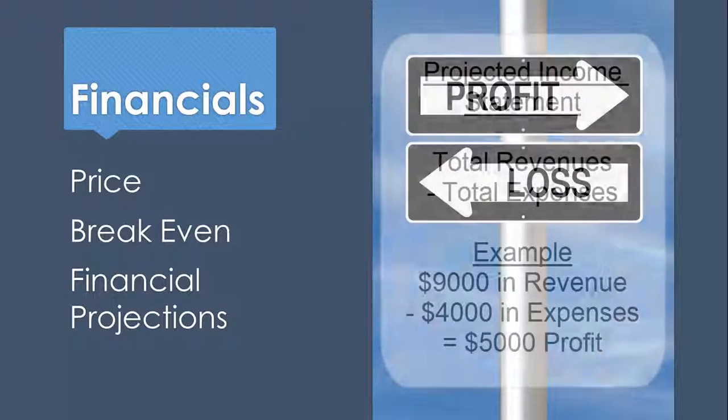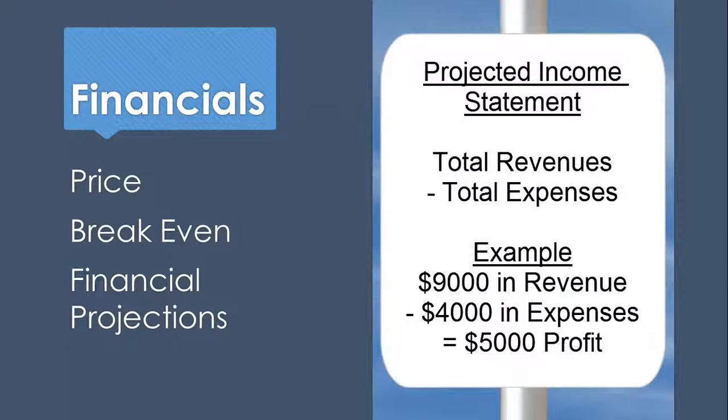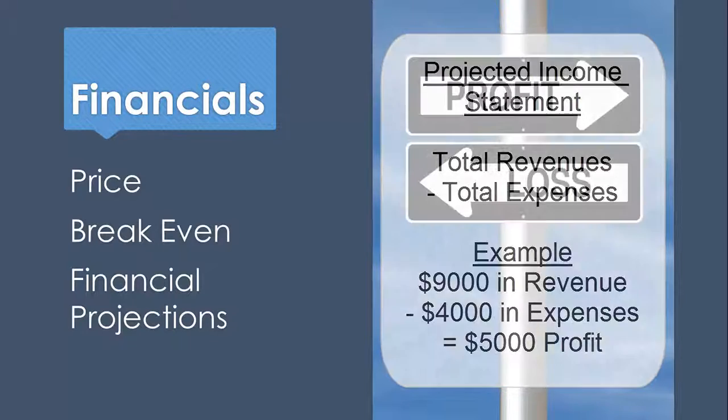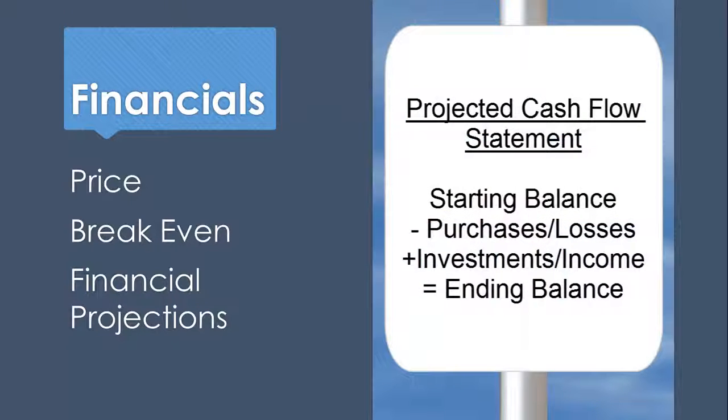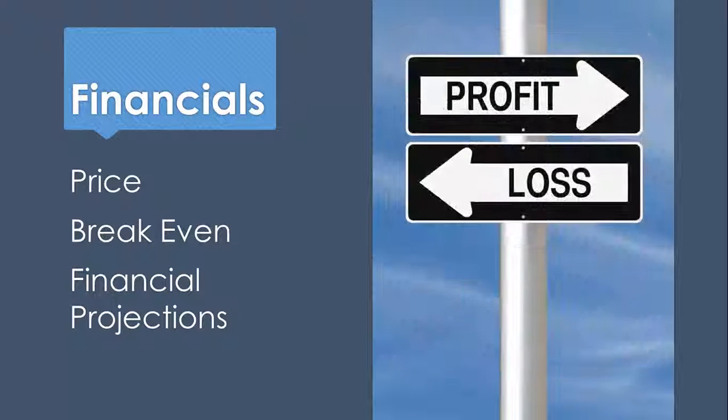Your projected income statement is how much profit you expect to make. This should show your revenues minus your expenses each quarter or month. Your projected cash flow statement is how much money you expect to have in your bank each month. That is basically your starting balance minus any large purchases or losses, and then adding any investments or net profit each time window that you are using, either quarterly or monthly. Depending on your audience, you will need more or less financial data, but this is the basic information that you should have.